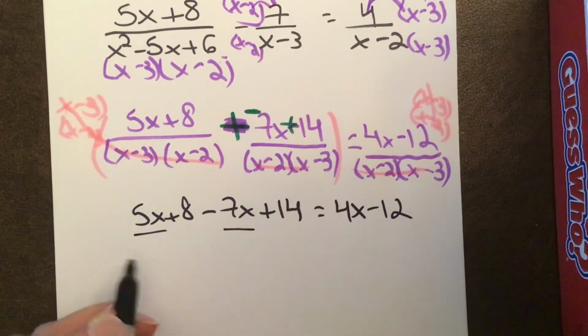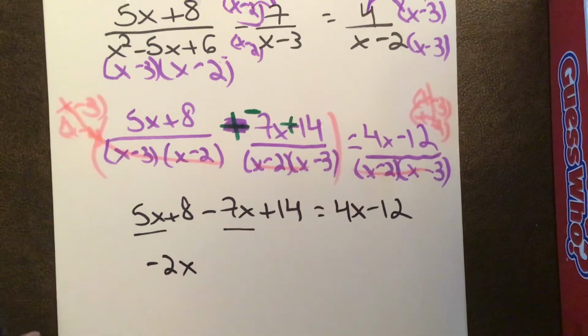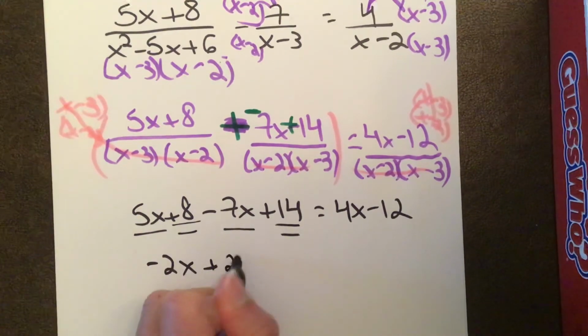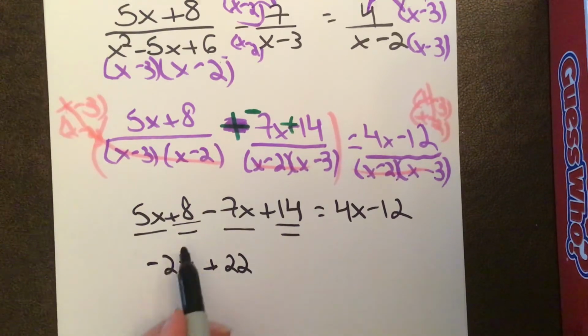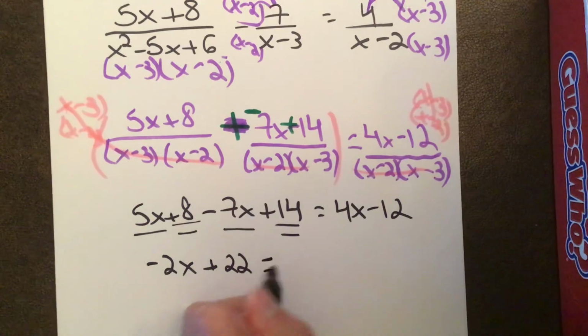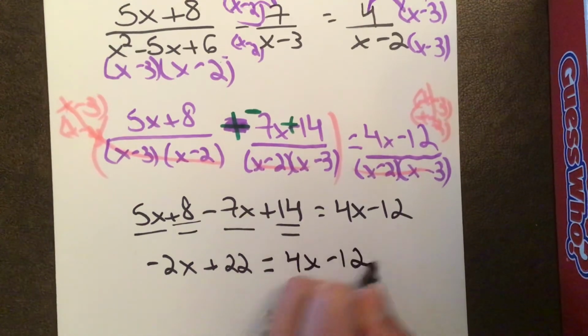Okay, and again, we'll just clean this up a little bit. 5x minus 7x, that's negative 2x. And then 8 and 14, that's 22. I'm sorry, did I say 8x and 14? I just meant 8 and 14. And then this is 4x minus 12.